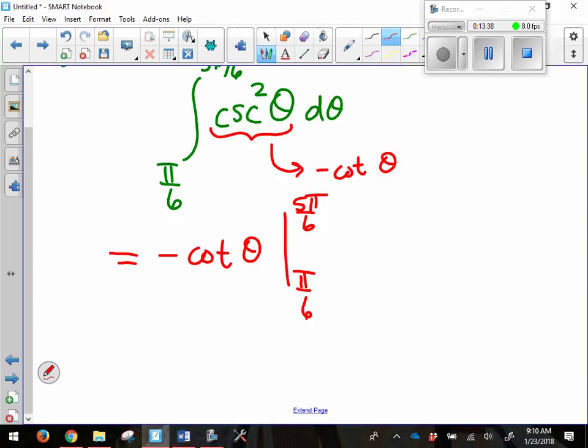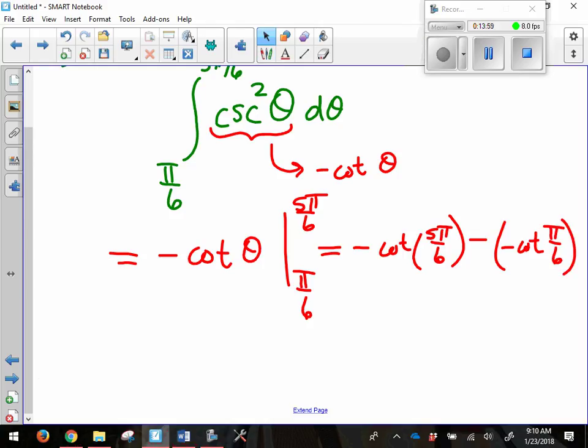I think it helps to organize your thinking. Okay. And then we just substitute in the upper limit. So that's going to be negative cotangent 5 pi over 6 minus the lower limit subbed in, which is going to be negative cotangent pi over 6. Make sure you're in radian mode. You can use your calculator at this point. Or remember that pi over 6 is 30 degrees and cotangent is cosine over sine, and do some magic.